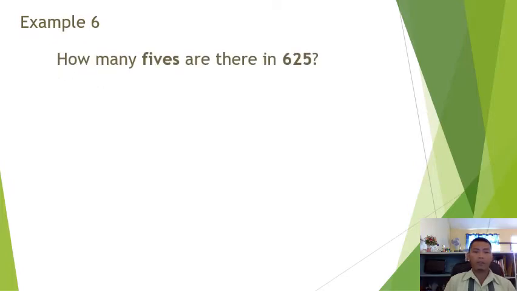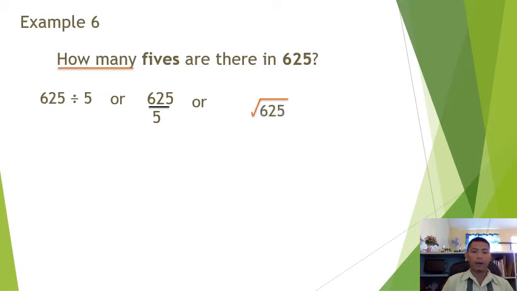How many 5s are there in 625? So here we're asking how many 5s do we have in 625? So how many means we are going to divide 625 by 5. Okay, or we may write 625 over 5, or for easily solving, we will use 625 as the divisor and 5 as the dividend. Okay, so it is 625 divided by 5.